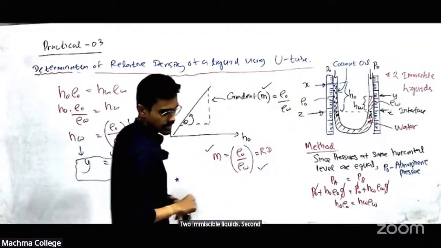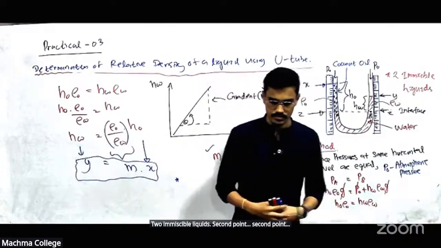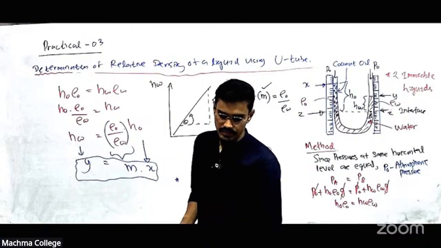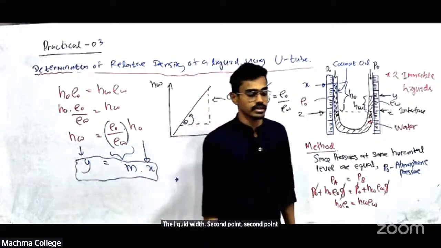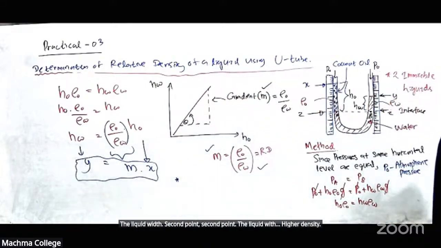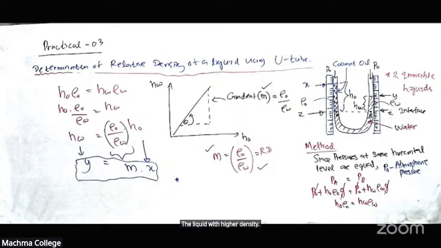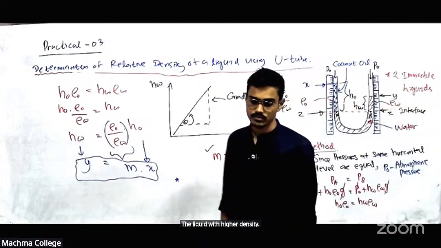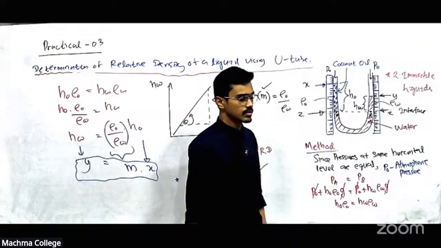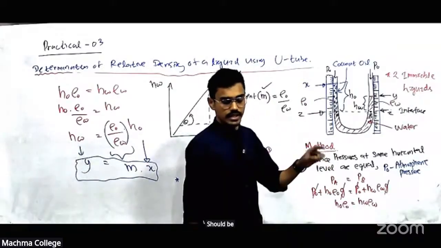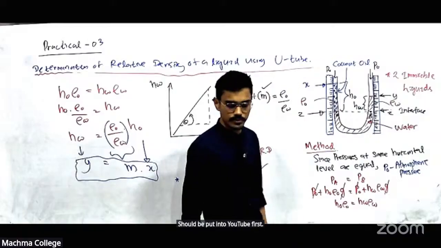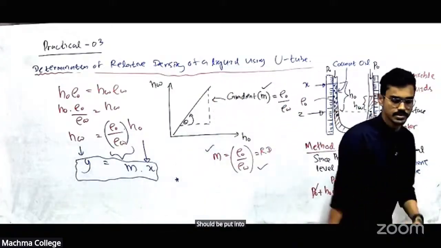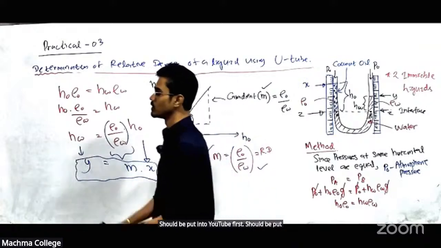Second point: the liquid with higher density should be put into U-tube first.